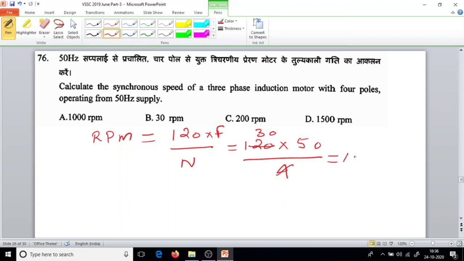So 30 multiplied by 50 gives 1500. This is the RPM. You have to remember this equation. This is the equation for RPM: 120F divided by N, where N is the number of poles and F is the operating frequency.